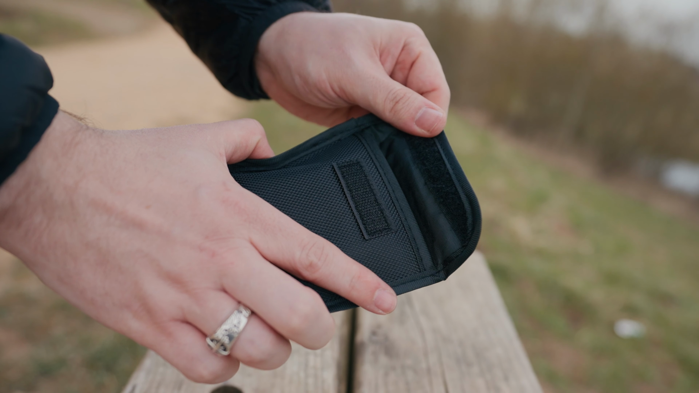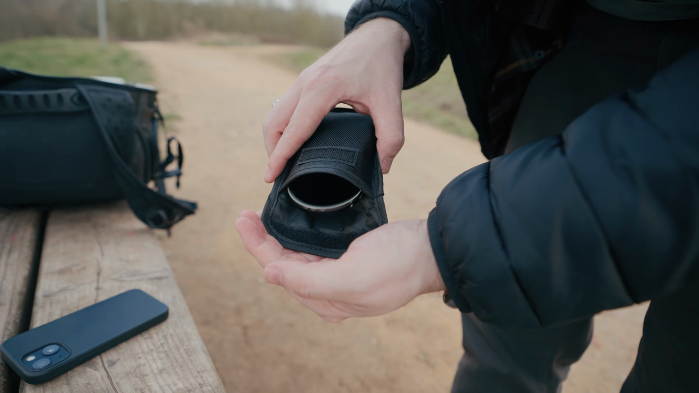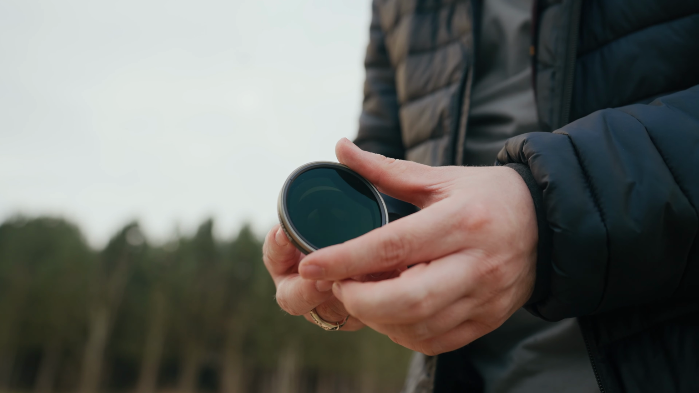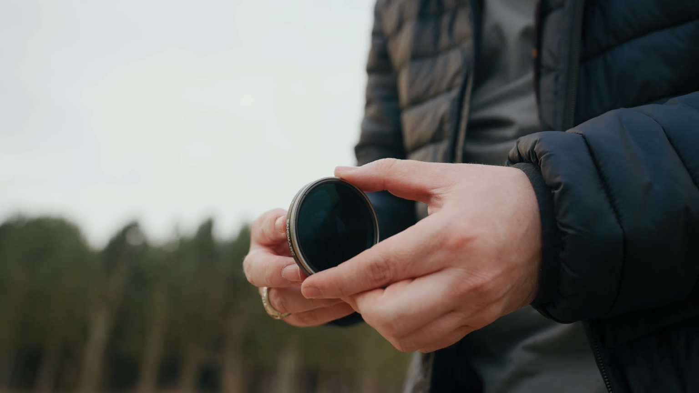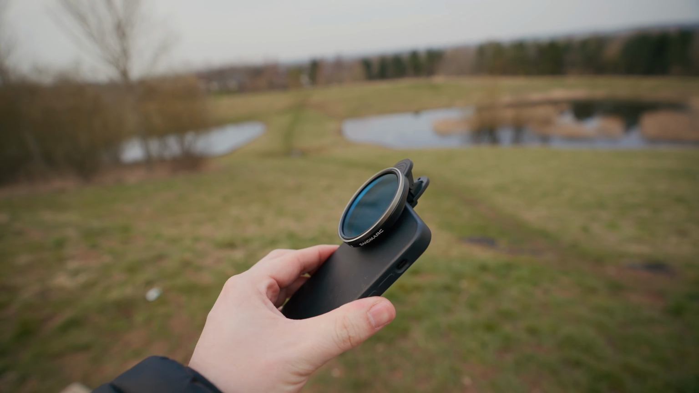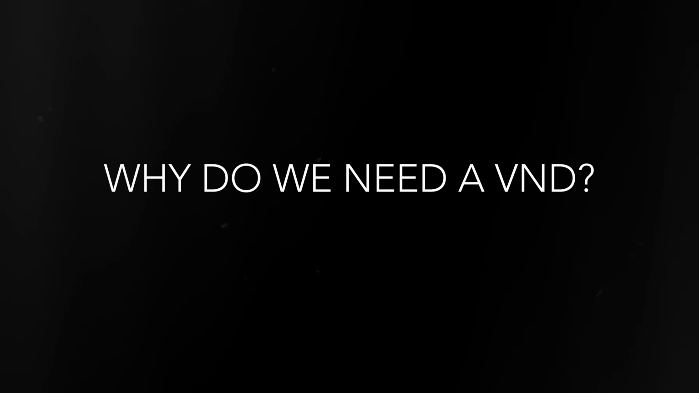So this motion variable filter is compatible with most phones, being the iPhone 4 all the way through to the iPhone 13, some Samsung phones, and Google Pixel phones. This ND filter is giving you 3 stops of reduction in light all the way through to 6 stops of reduction. And with this little clip, you can thread it on and then clip it straight onto your phone. So you don't need to buy a specific one for your model of phone. If you change phone, you can still use the same one.